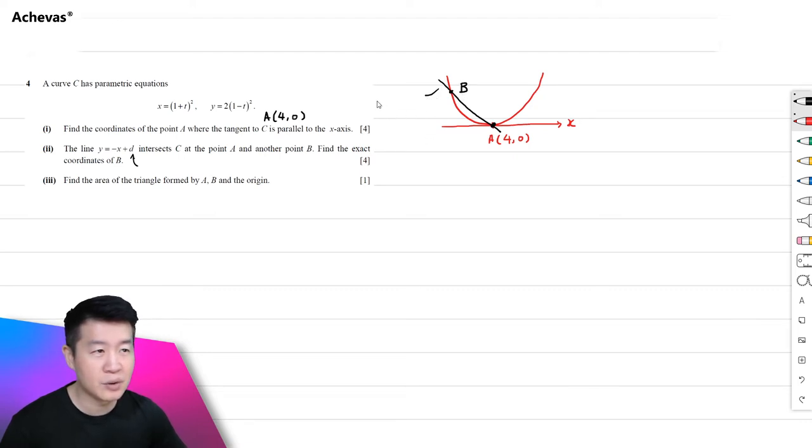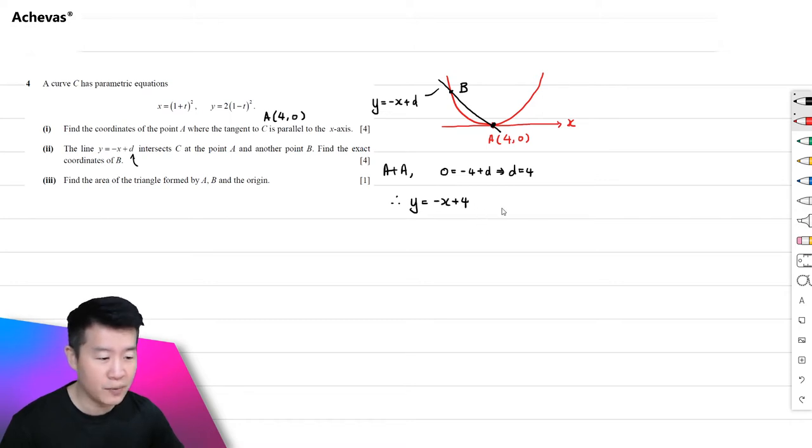And this line that is given to us is the line y is equal to negative x plus d. We can solve for d because A lies on this line. So I know the point A, (4, 0), must satisfy this equation. So 0 is going to be equal to minus 4 plus d. This tells me that d must be equal to 4. So we know that the equation of the line now is y is equal to minus x plus 4. Let me call this equation number 3.